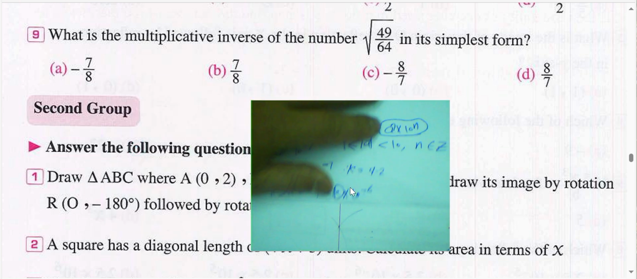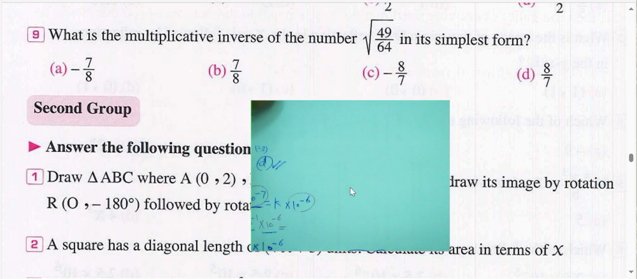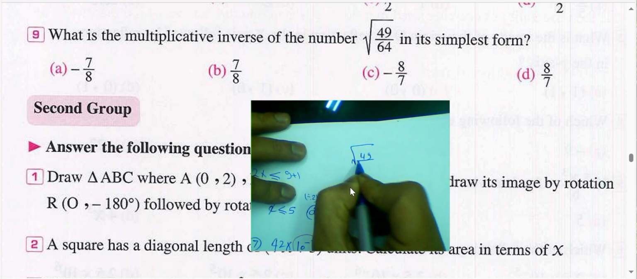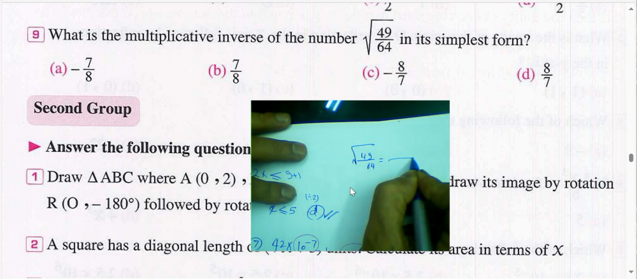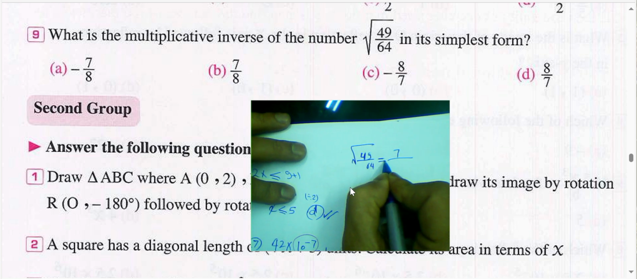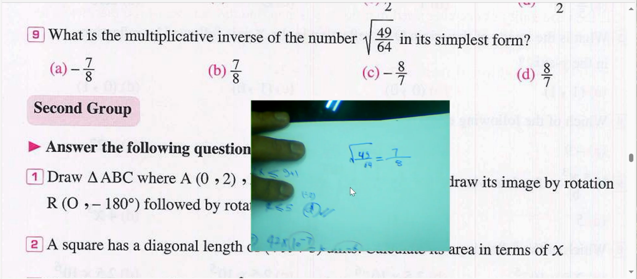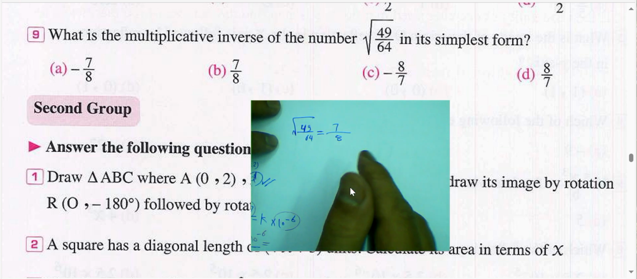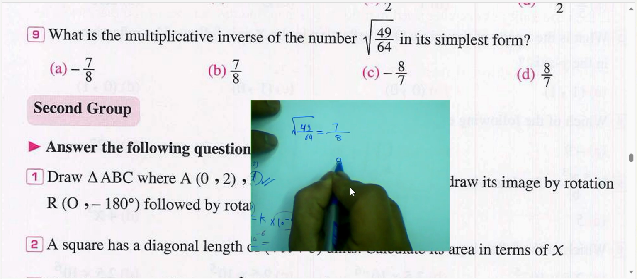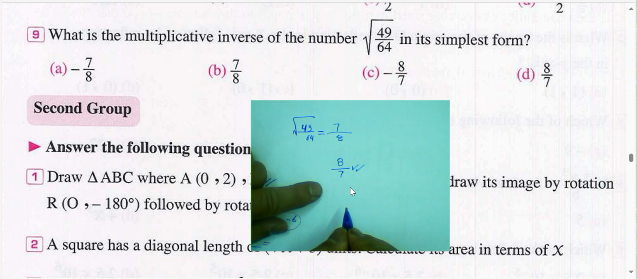Choose letter E. What is the multiplicative inverse of square root of 49 over 64? The multiplicative inverse of this number, we can call the reciprocal of this number. First step, we can find the result of the square root of 49 over 64. Square root of 49 will be 7, square root of 64 equals 8. Then the multiplicative inverse will be 8 over 7.